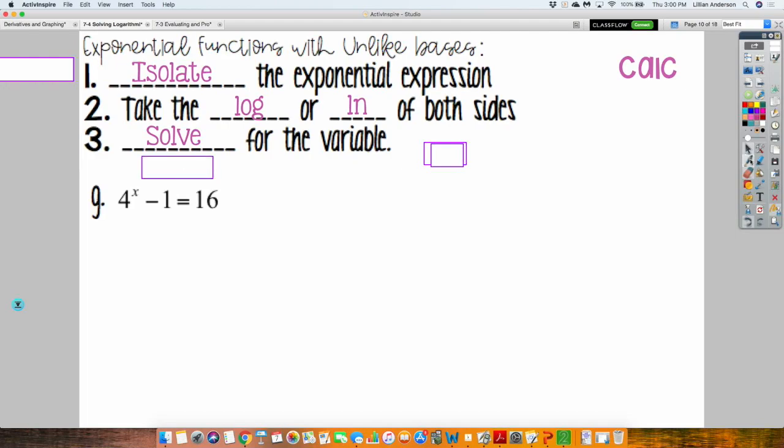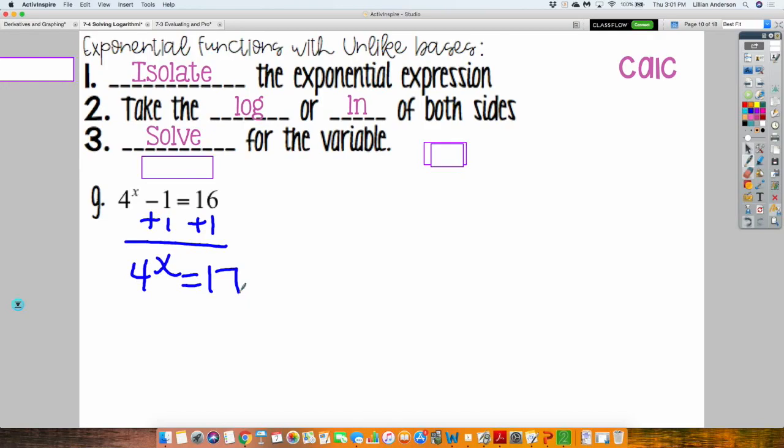So, easy question here. Step 1, isolate the exponential expression. Here's the variable. It's attached to the 4. I need that term to be by itself. So that negative 1 that's there, I got to get rid of it. What do I do? Add it over. This is how you isolate the exponential expression. Because the variable, which is x, is attached to the 4, so that has to be by itself.